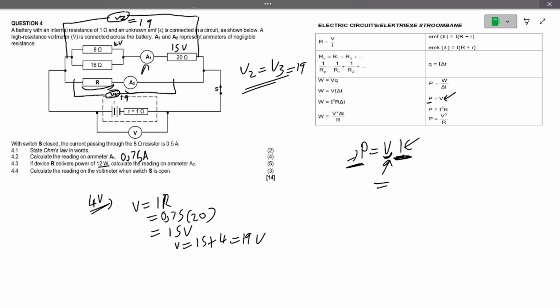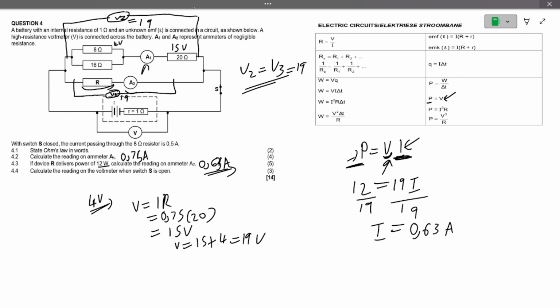So we come and put the 12 volts that we have been given across R, and then in this one we write 19, and then for the current we divide both sides by 19, and then the current we get is 0.63. So that's how we get the current here, 0.63 amperes. That's how we got it here.